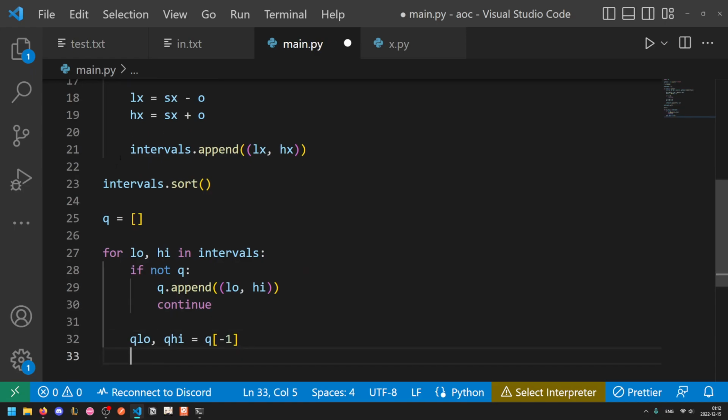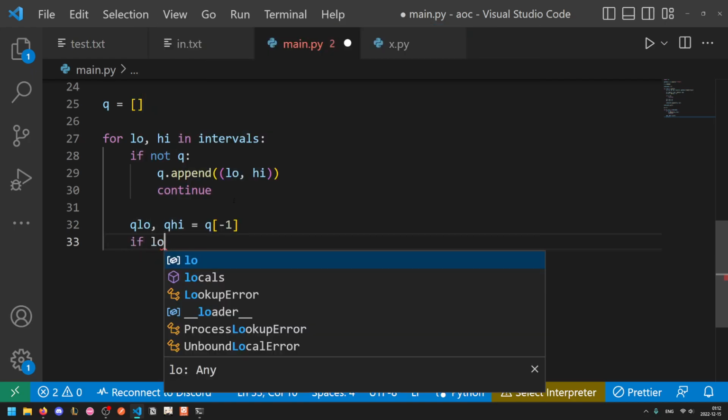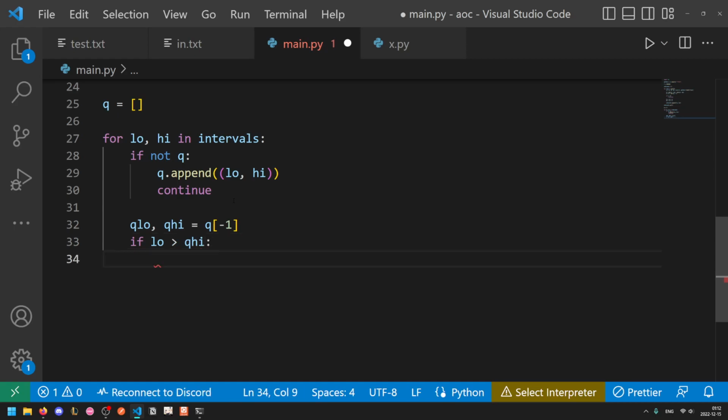To check for an intersection, all we need to do is make sure that our current interval isn't completely above our last interval. So if our low value is greater than Q high, in other words, there's no overlap at all, then we can just skip. But actually, we can do slightly better and do +1 here. The reason for that is because if Q high is right below low, then because our intervals are doubly inclusive, Q high and low are both within our bounds. And so we can actually merge the intervals because they're touching. They're not overlapping, they're just barely touching, but that allows us to merge them.